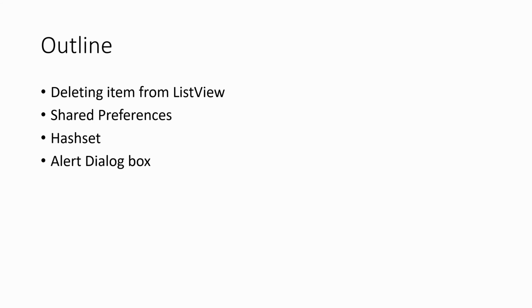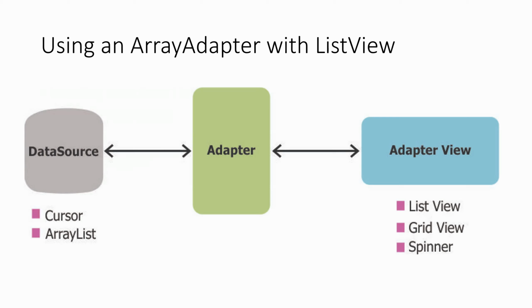Today we are going to discuss how to delete an item from a list view by long click, and then we are also going to discuss the important concept of shared preferences that allows you to permanently store data inside your mobile app. Then we'll discuss hash set, and we are also going to discuss how to use an alert dialog box in your app.